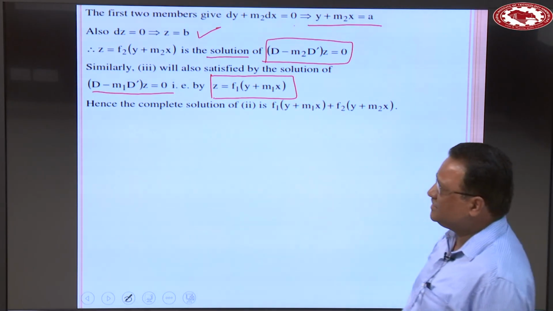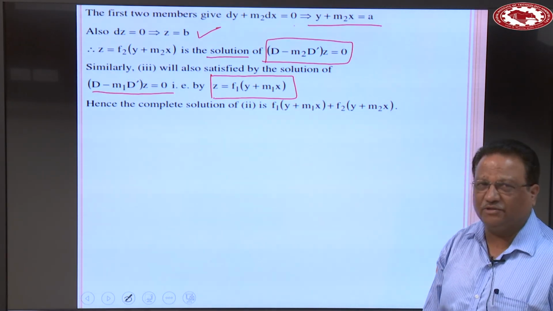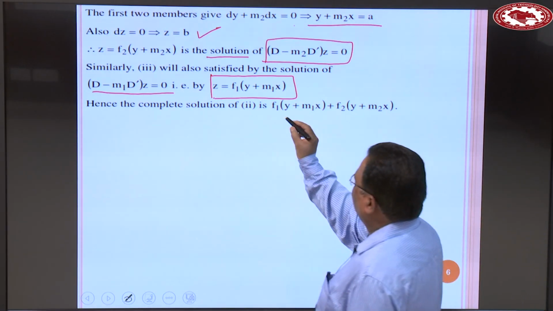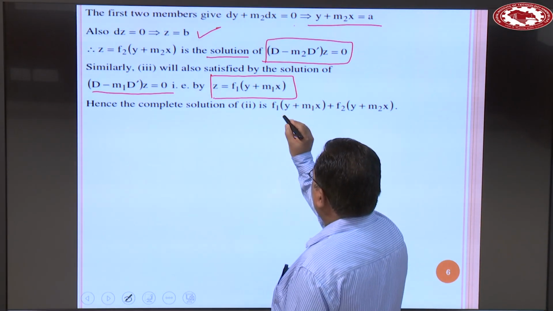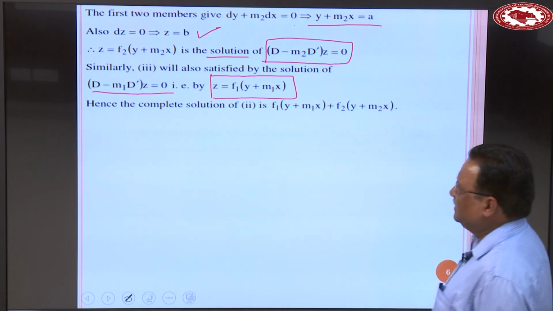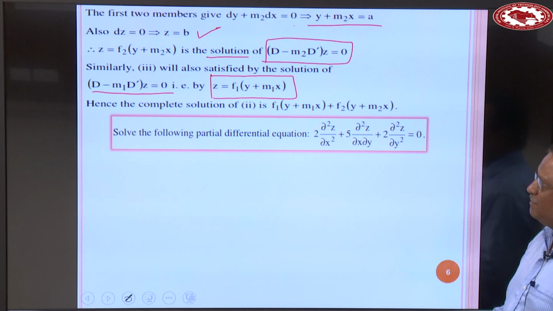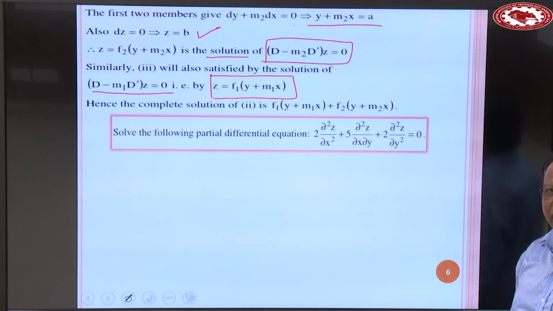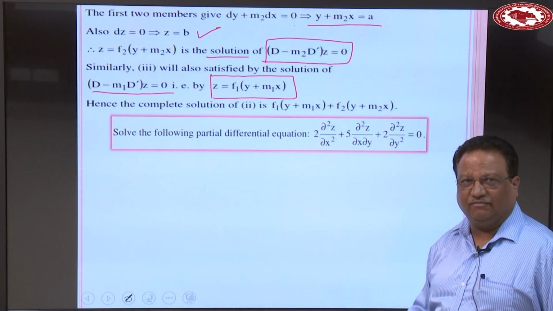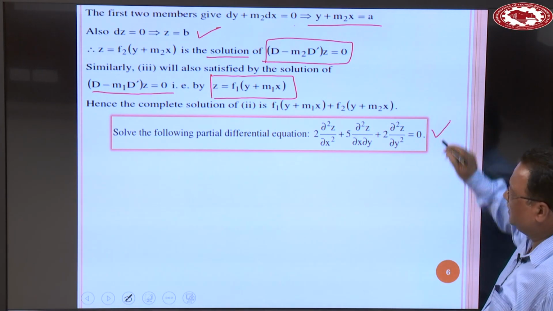Then write the complete solution of this differential equation, and that one is z = f1(y + m1 x) + f2(y + m2 x). That one is the complete solution of equation number 2. Clear? So follow this process for evaluating this differential equation.